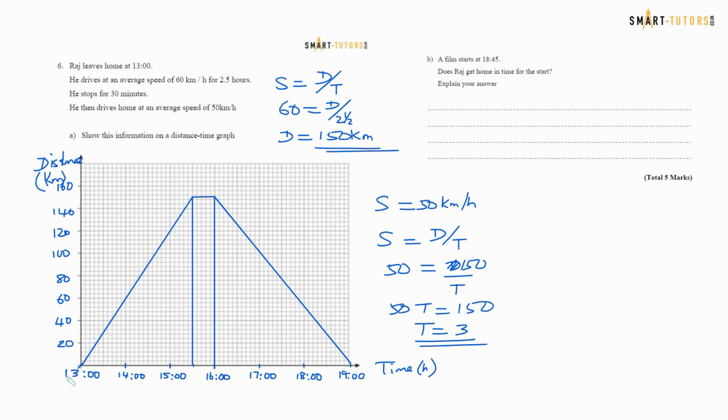And now the question is, a film starts at 6:45. Does Raj get home in time for the start? No. So the answer straight away is no, because time equals 3 hours from 16:00, Raj will reach home by 7 p.m. So that is the answer for question number 6.